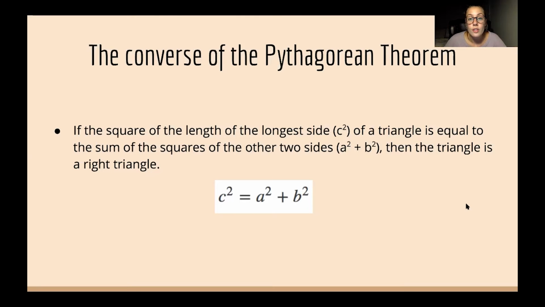So we just wrote the equation differently. We have it backwards: C squared equals A squared plus B squared. So the length of the longest side is going to be equal to the sum of the squares of the other two sides. And if this is true, then it's a right triangle.